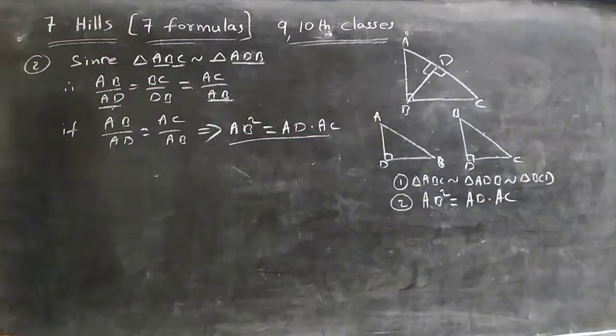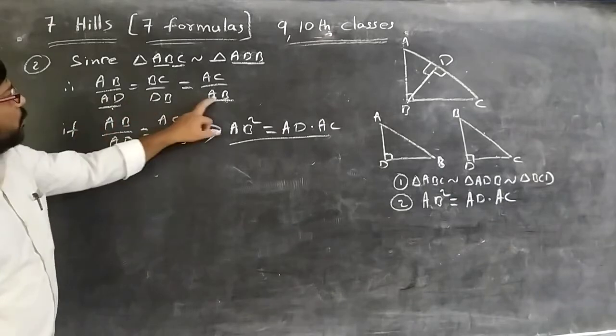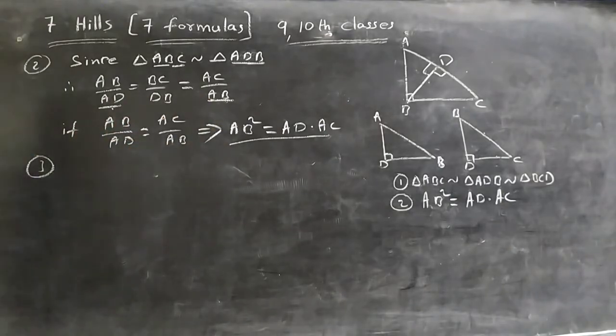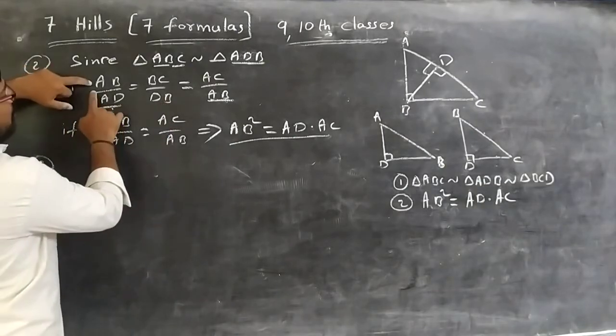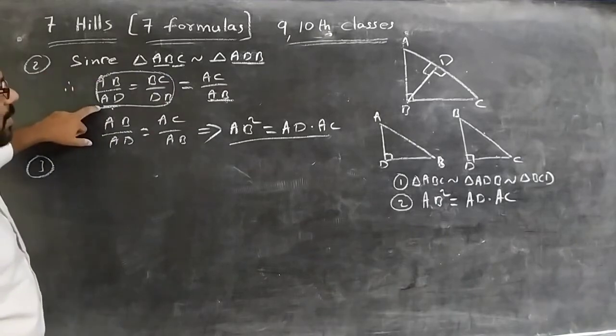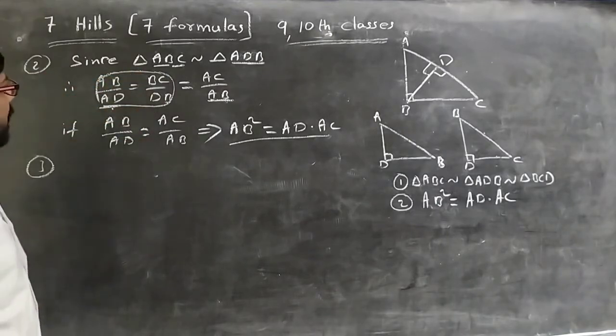So by taking these two we get the second formula. The third one is by taking these two, AB by AD is equal to BC by DB.